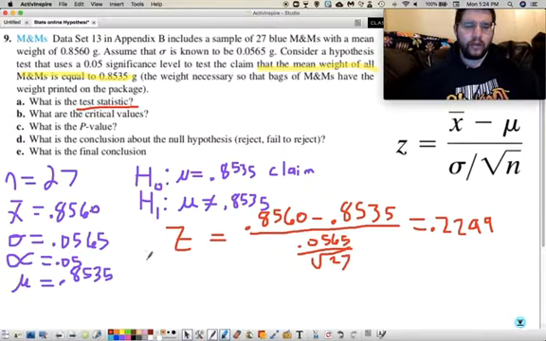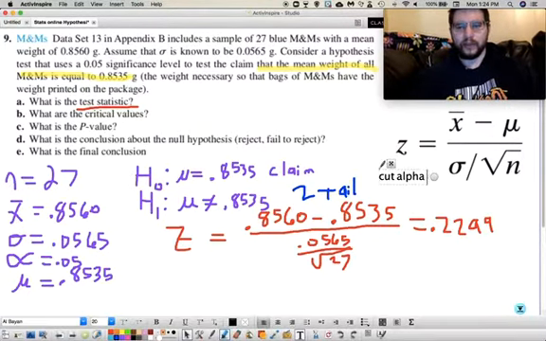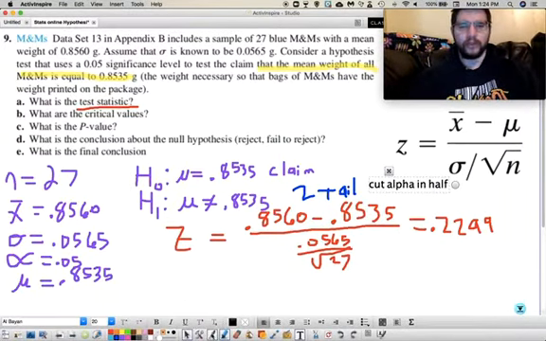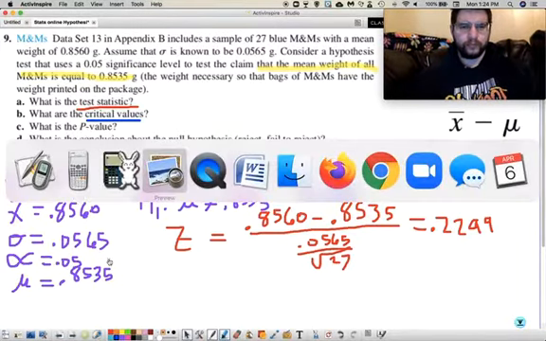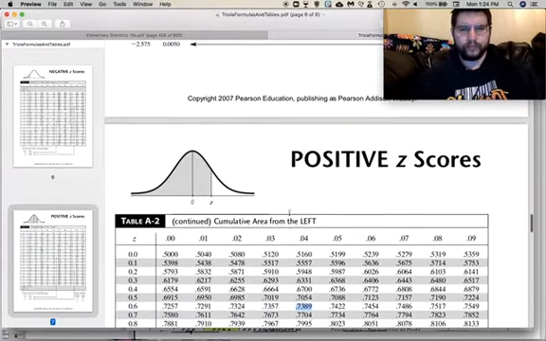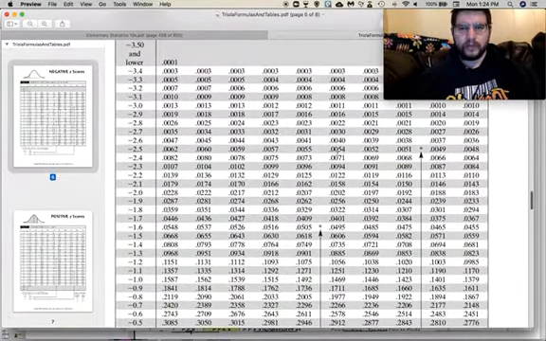What are the critical values? I'll get those in blue. Alpha is 0.05. It's a two-tailed test. Remember, two-tail means we cut alpha in half, among other things. But right now, for critical values, we cut alpha in half. So I'm going to look up 0.025 in the chart, or inverse normal 0.025. 0.025 right here. So that's negative 1.96.